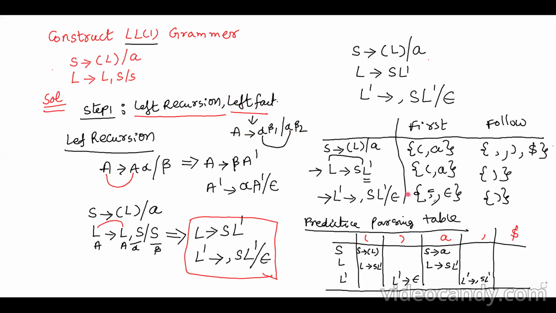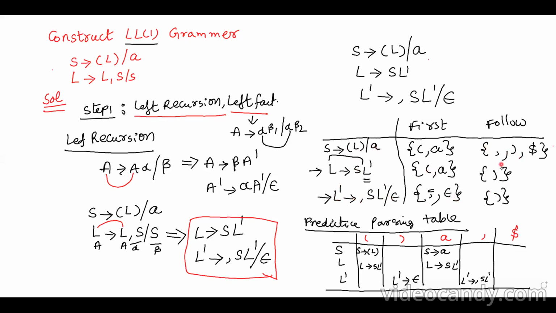After completion of this, we must find the first and follow. How to construct first? S tends to open bracket, this is called first. S tends to A, this is also called first. L tends to S. We should not write capital letters in first, so we cannot write S here. S is again open bracket, comma. Next, L dash tends to comma, epsilon.